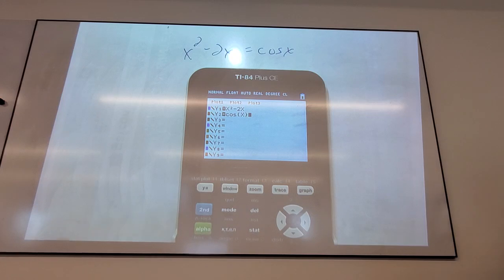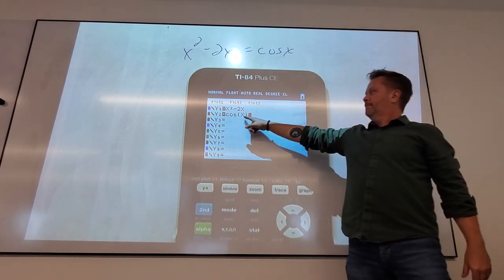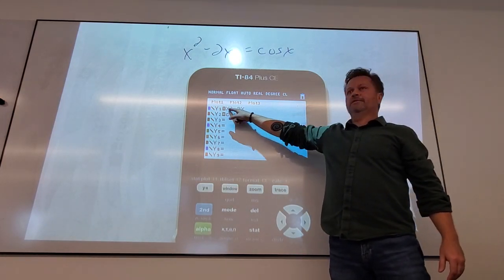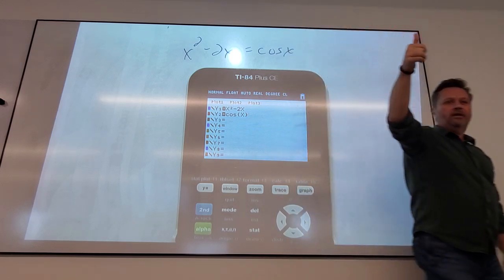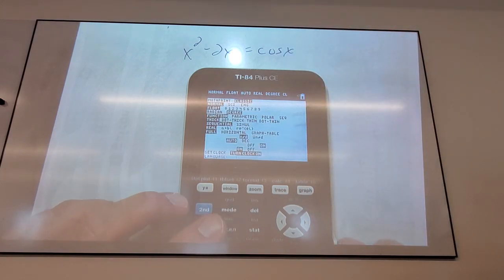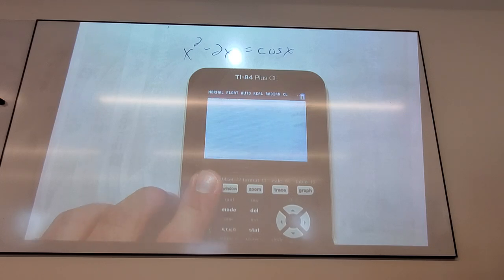So isn't x an angle? And aren't these x's out by themselves? So it better be in radians. So let's see. Am I in radians? No. Okay, now I am. Everything's good. Go back to y equals. Make sure you're in radians.